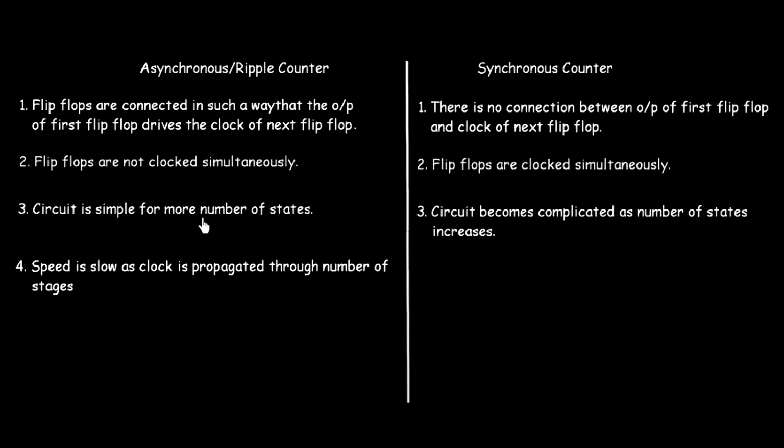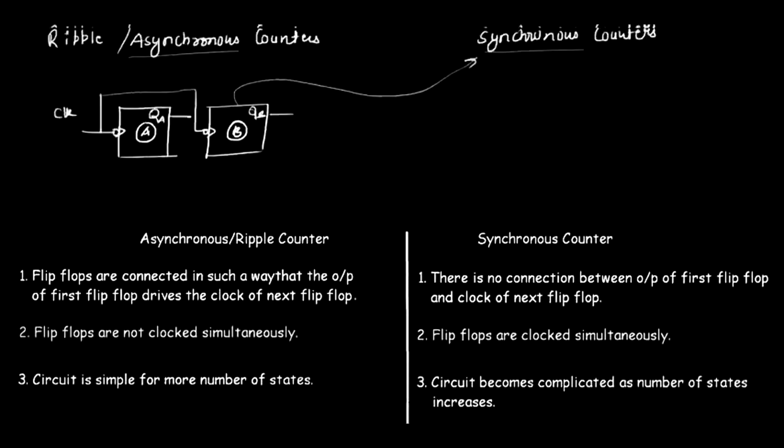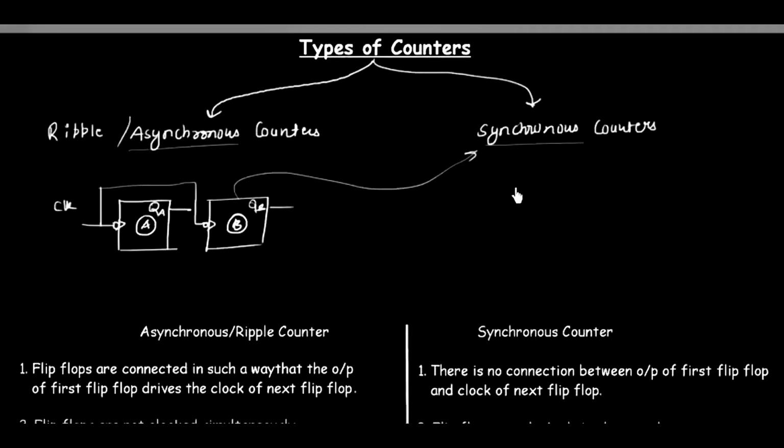And the last point says the speed is slow as the clock is propagated through a number of stages for the ripple counter. Yes, you have to wait for the output of the first flip-flop, and only then the next flip-flop is operational, and because of that the speed is slow in the ripple counter. And in the synchronous counter the speed is high because all the flip-flops are operating simultaneously as the clock is given at the same time. If they ask this question in your exam, you have to write all these 4 points, but the classification is not yet over. I can classify these synchronous and asynchronous counters again into 3 types.